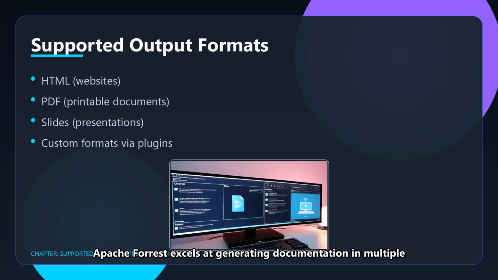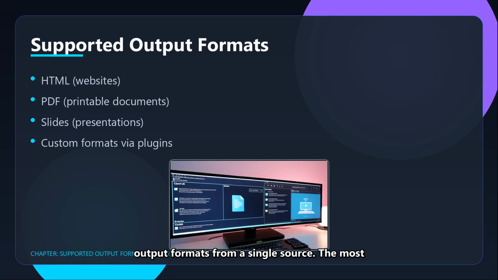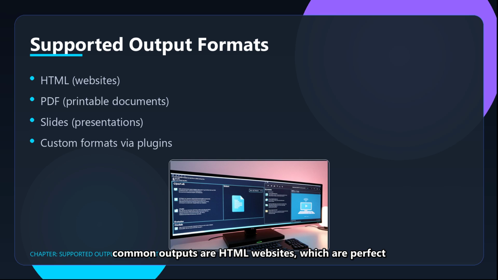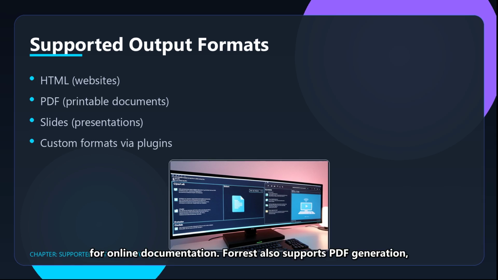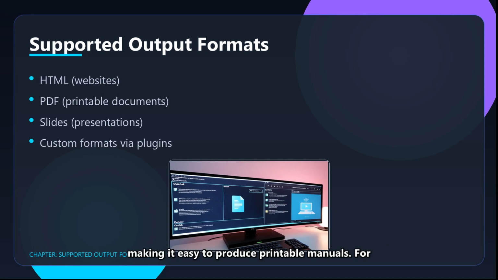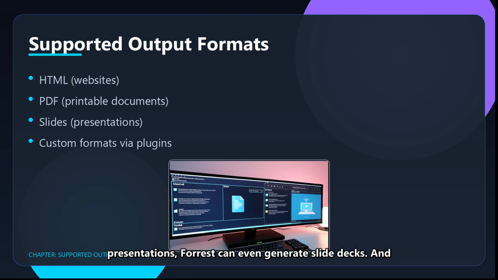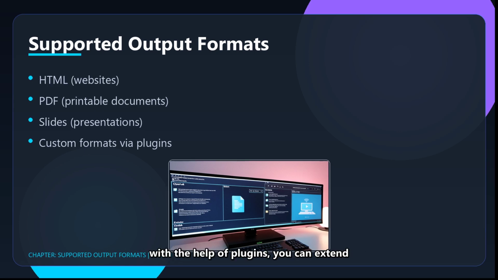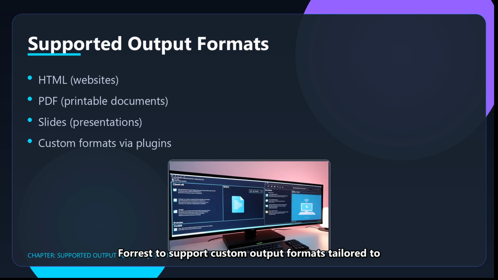Apache Forrest excels at generating documentation in multiple output formats from a single source. The most common outputs are HTML websites, which are perfect for online documentation. Forrest also supports PDF generation, making it easy to produce printable manuals. For presentations, Forrest can even generate slide decks. And with the help of plugins, you can extend Forrest to support custom output formats tailored to your needs.